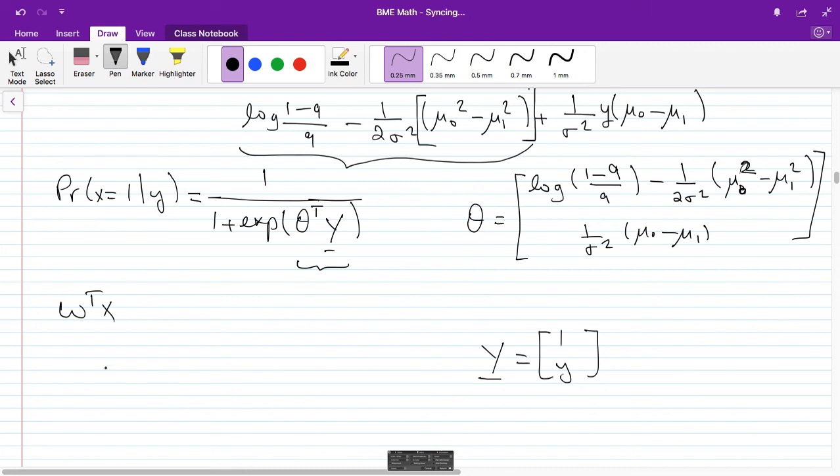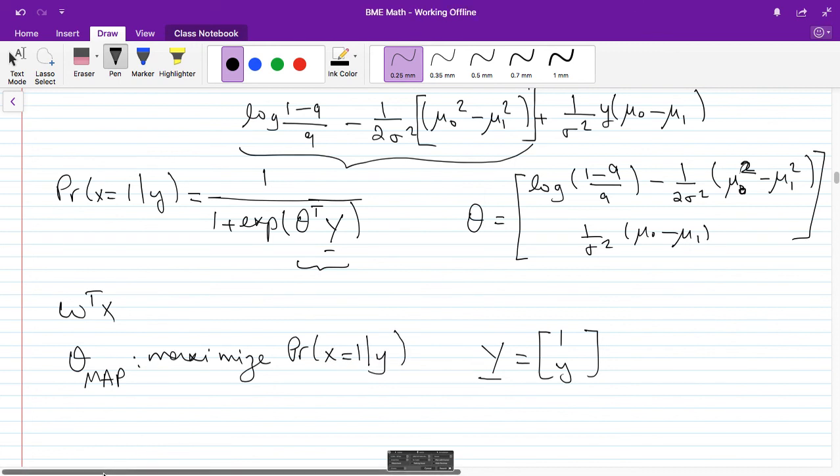And so finding theta MAP is to maximize this probability. And that's what we're going to do. We're going to do maximum a posteriori estimation by logistic regression. So this is a logistic function, and this theta here is the parameter we want to estimate that would maximize this posterior probability.